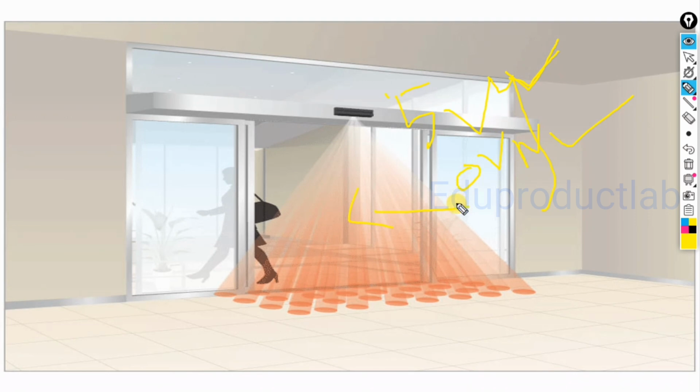Okay, so this lady is coming. The sensor detects the signal and sends it to the microcontroller. That microcontroller acts as the brain. The microcontroller thinks, since the voltage level has now changed to 0 volt, the door will automatically open.